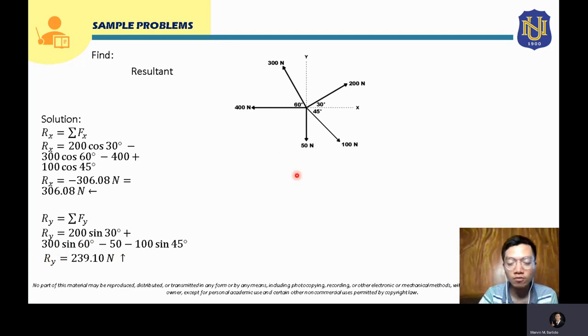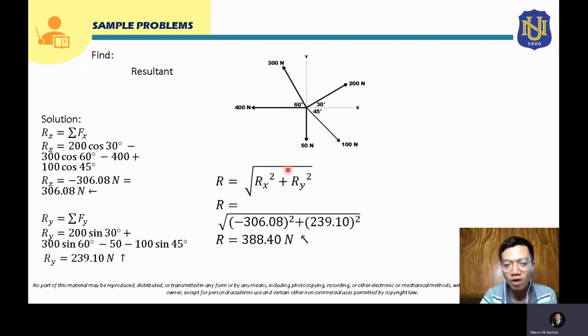Now, to solve for the magnitude of the resultant, that will just be the square root of Rx squared plus Ry squared. So R is equal to the square root of your horizontal component, which is negative 306.08 Newton, squared, plus 239.10, which is your Ry, squared. If we input that to the calculator, that is 306.08 squared plus 239.10 squared. So that will be 388.40 Newton. That will be the magnitude of the resultant.